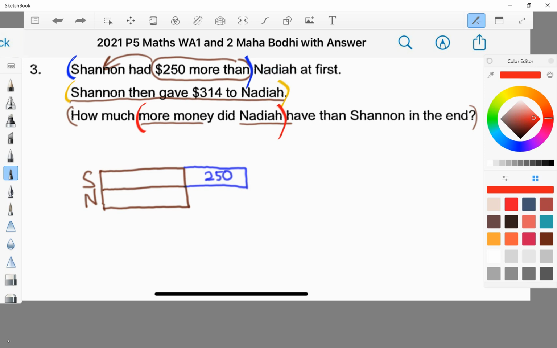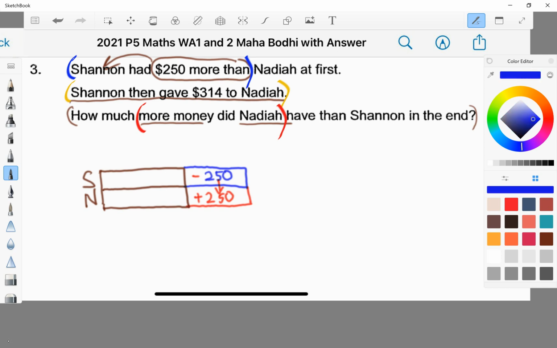Since Shannon has 250 more than Nadia, I will move the 250 down in my model from Shannon to Nadia. So I put a minus sign to show a negative change, and I put a positive sign for Nadia to show that Nadia received the $250. And as you can see in my model, I do not have the dollar sign. So no dollar sign is fine for model drawing. It's not a problem at all.